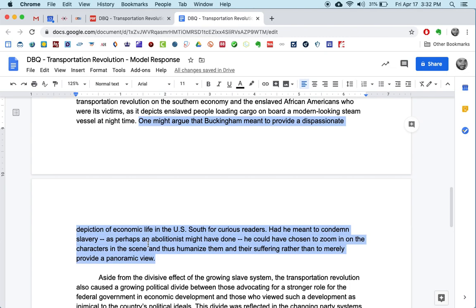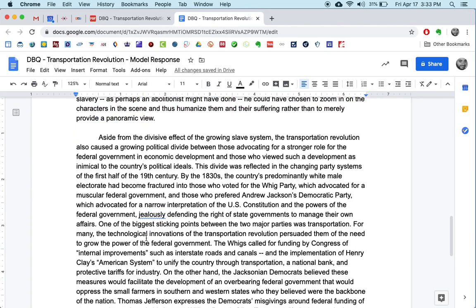If his purpose were different, in other words, if he was an abolitionist, and my impression is that Buckingham might have been, for different reasons. If it were an avowed, openly abolitionist author, and his purpose was to condemn slavery, he would have zoomed in on the faces of some of these enslaved people and humanized them, to show the misery that they suffer as a result of the institution of slavery. That's what they want you to do when you talk about either the historical context or the audience or purpose or point of view. So I move on to my next paragraph.